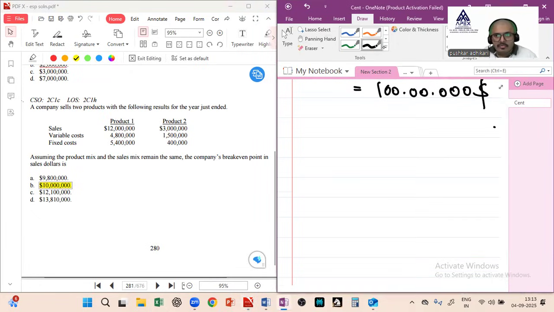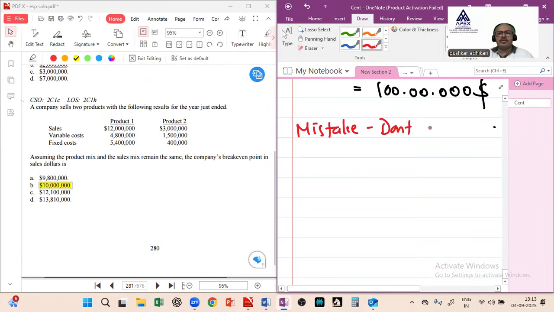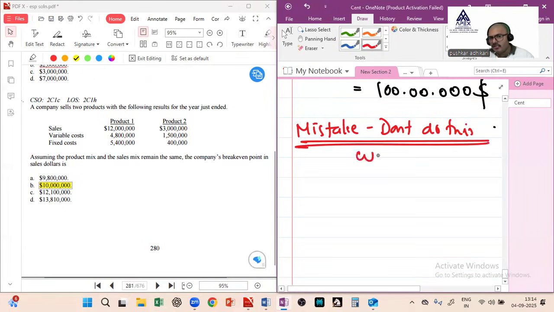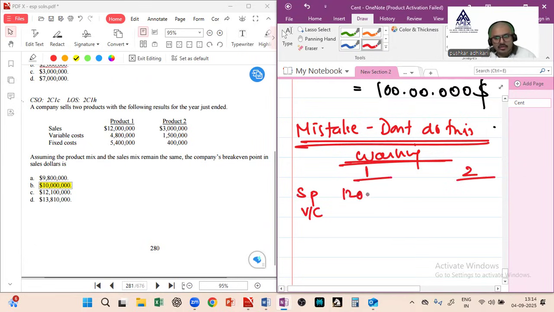Now I want you to pay attention to the mistake. Don't do this. This is a warning. Please try to understand. I have the selling price and the variable cost for product 1 and for product 2. So it's 1 crore 20 lakhs, and here it is 48 lakhs.